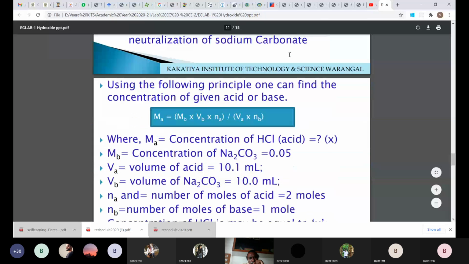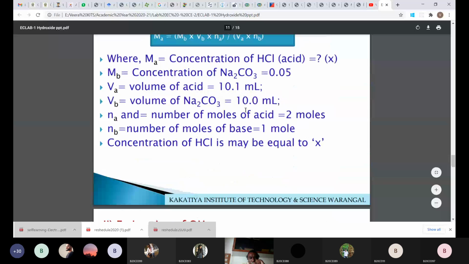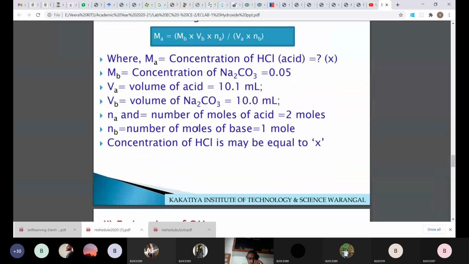The volume of sodium carbonate is 10 ml, which we have pipetted out into the conical flask. The number of moles of acid is 2 moles according to the equation, and the number of moles of base is 1 mole. So then we have to calculate the concentration of HCl. So this is your first step. The first step is done.